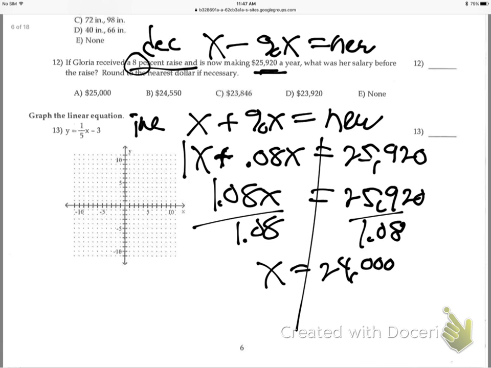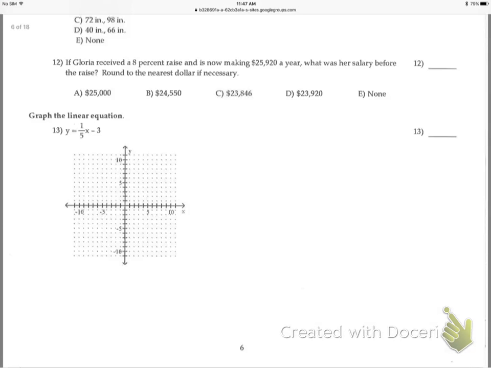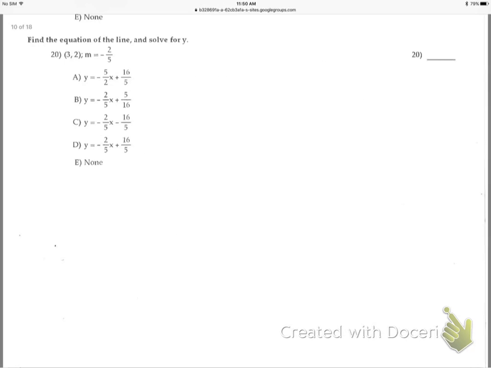Good? Percent increase, percent decrease. Put those on your 3x5 card. There's two kinds of slope problems: kinds where I give the slope, and kinds where I don't. Make sure you can do both of those. So try that one, guys. Try number 20. Definitely put number 20 on your 3x5 card.